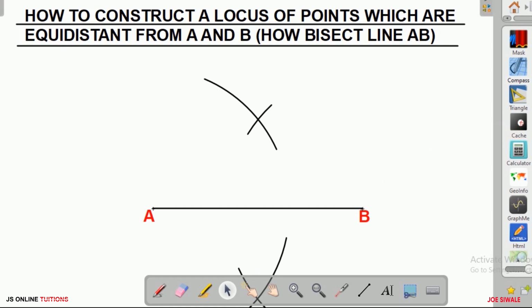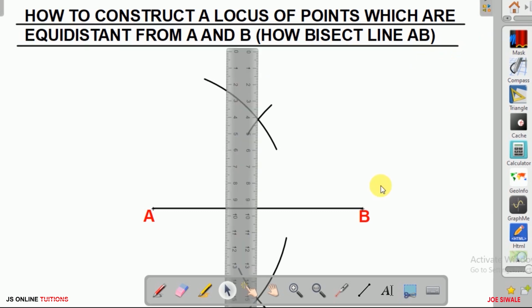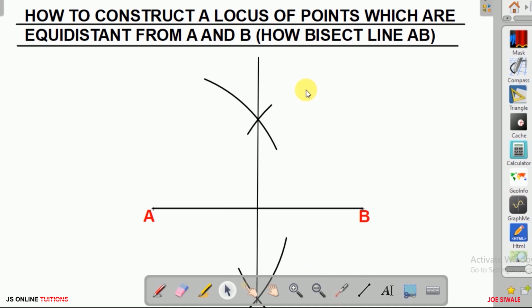After we do that, we have to get our meter rule, and we're going to draw a line that passes through these two arcs. So we're going to put our ruler like that, then we'll draw our line. After we draw our line that passes through these two arcs, that means that we have drawn a locus of points which are equidistant from A and B, or we have bisected line AB. So that's how you can solve that problem.